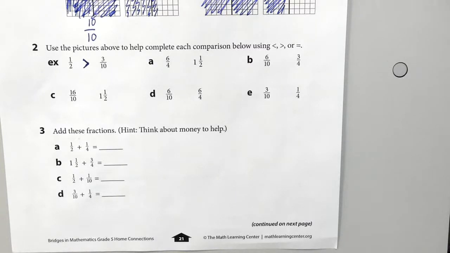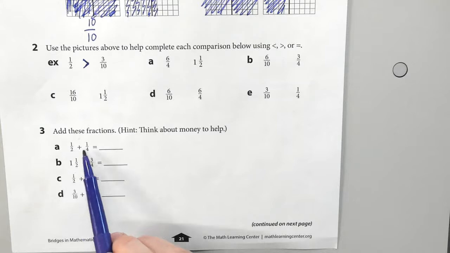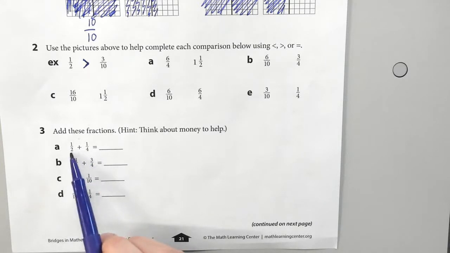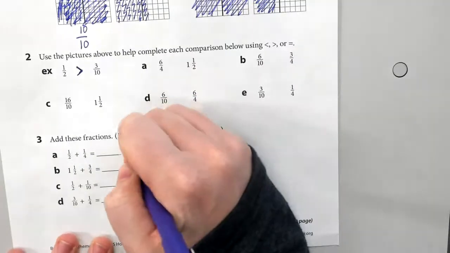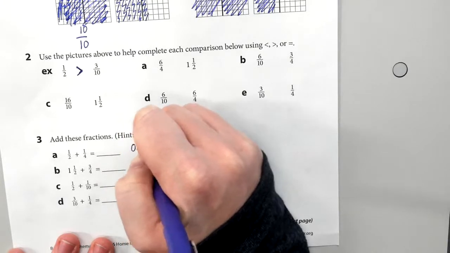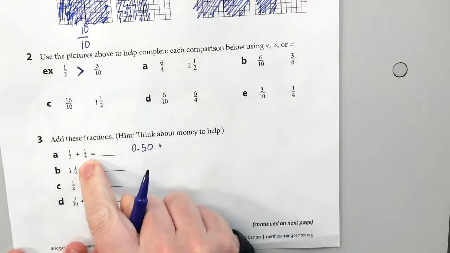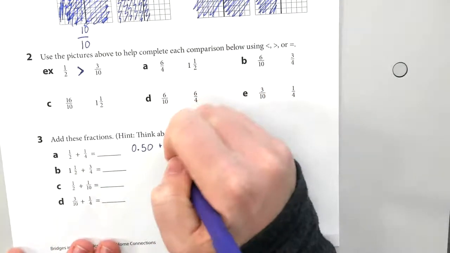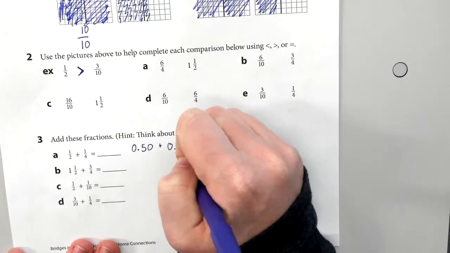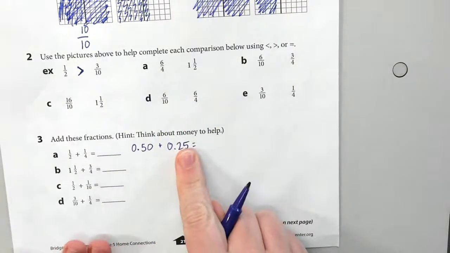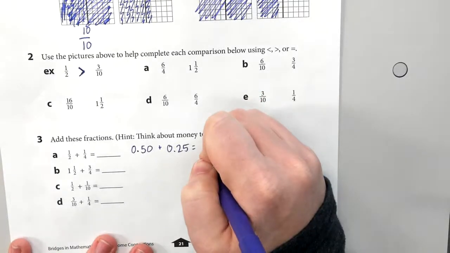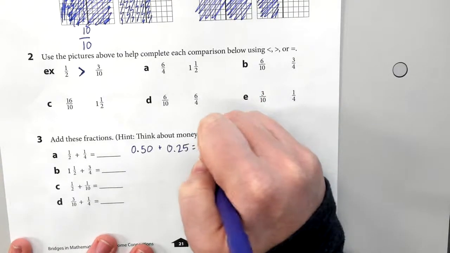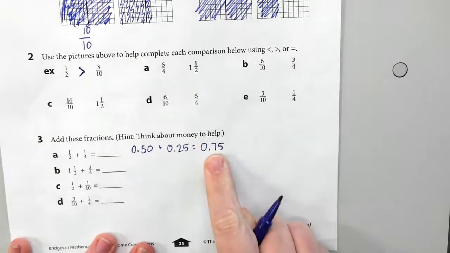Add these fractions. Hint, think about money to help. Perfect. We've been practicing solving these problems with money. So let's change this into coins or into money. 1/2 is the same as how much money? 50 cents. 1/4 is the same as how much money? 25 cents. If I add 50 cents and 25 cents together, I get 75 cents.